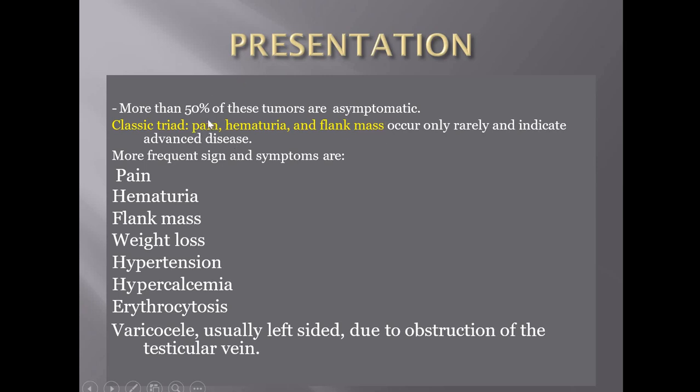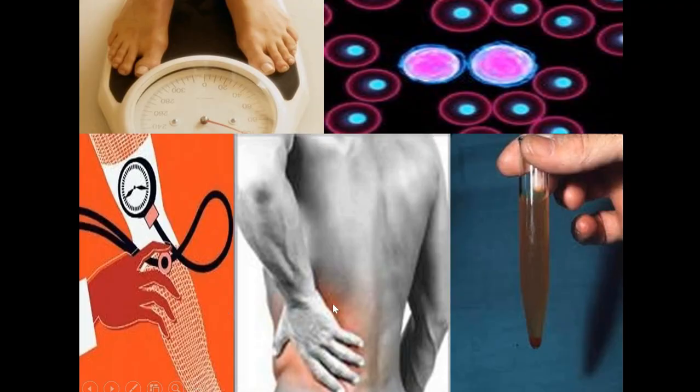Whenever a patient has these three symptoms, always think of some kind of renal tumor: pain, hematuria, flank mass. Other things the patient can have are weight loss, hypertension, hypercalcemia, erythrocytosis. This is just a picture showing pain in the lumbar region. This is hematuria. The patient is having hypertension, and this patient is showing weight loss, and these are just normal features of any type of cancer. And here in the urine you can see hematuria with RBC casts.